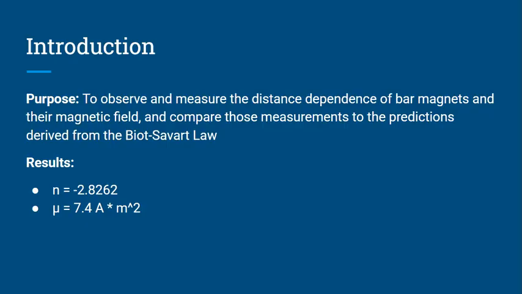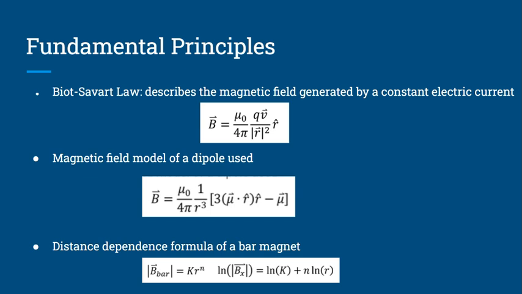So the purpose of this lab is to observe and measure the distance dependence of bar magnets and their magnetic field, and how those magnetic fields change as distance changes, and compare those measurements to the predictions that we made deriving from the Biot-Savart law. And from our results, we found that n is equal to negative 2.8262 and mu is equal to 7.4.